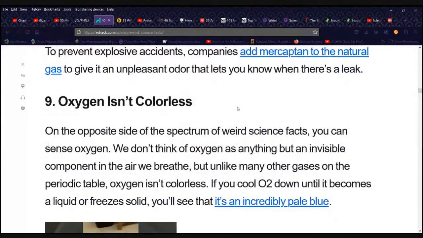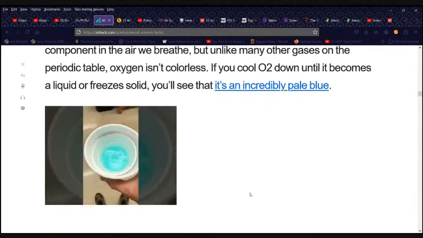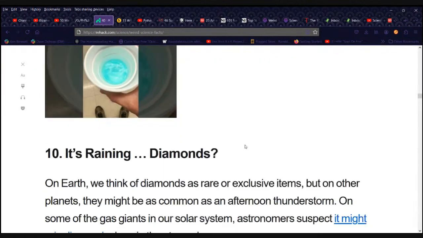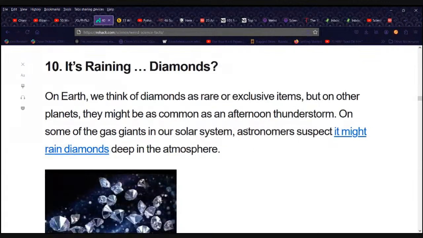I thought this was interesting. Oxygen isn't colorless, and they had a picture of it. And this is when it's reduced down by chilling it, right? Yeah, cool it to when it becomes a liquid or freezes. It's a nice blue. Oh, and then I think a lot of us heard about the raining diamonds. Yeah. On certain planets, right?